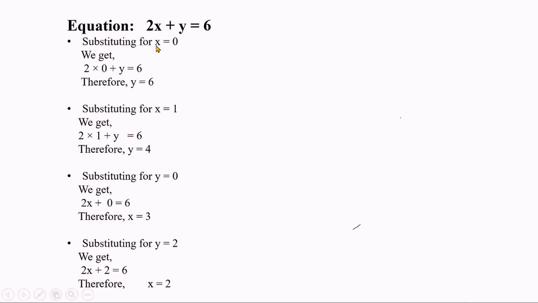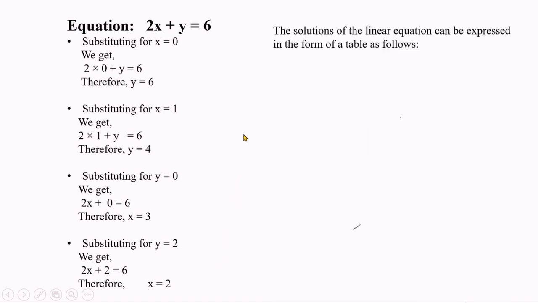So now let's substitute first X is equal to 0. If we substitute X is equal to 0 in this equation, we get 2 into 0 plus Y is equal to 6. So the value of Y becomes 6. Again, if we substitute the value of X as 1, we get 2 into 1 plus Y is equal to 6, Y becomes equal to 4. If we substitute Y is equal to 0, we get the value X is equal to 3. Then if we substitute Y is equal to 2, we get the value of X is equal to 2. What it means is we have found the values of X and Y algebraically.